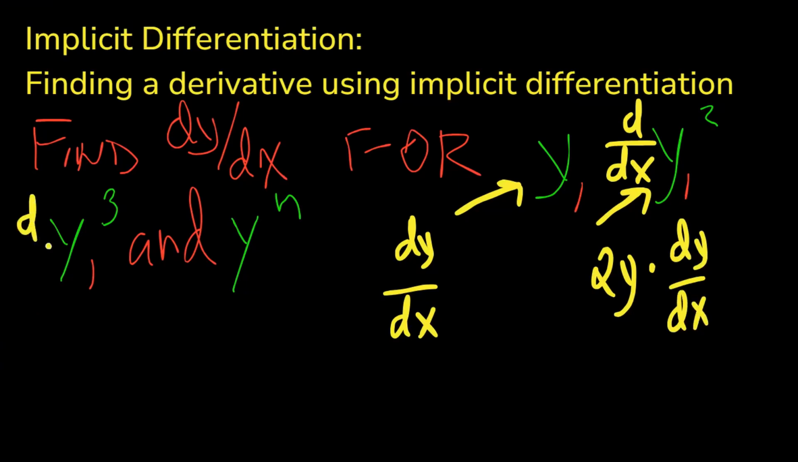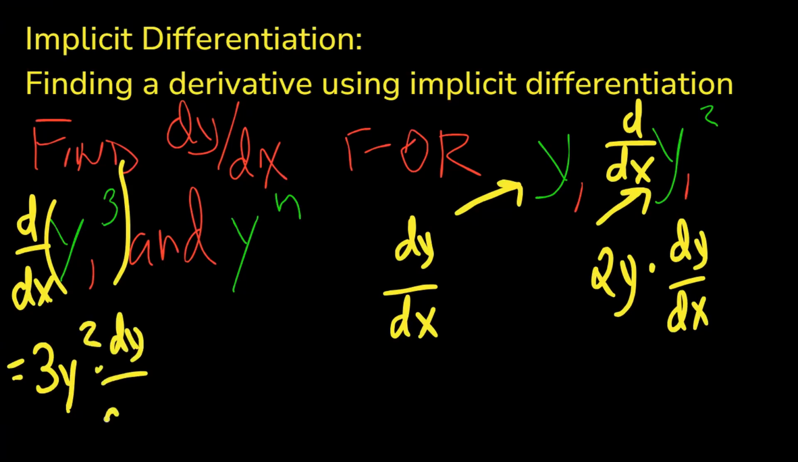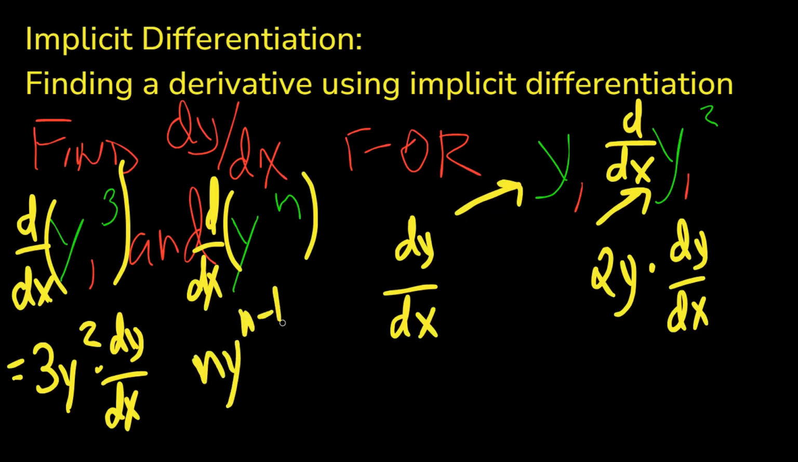So then if we take the derivative of y cubed with respect to x, that would be 3y squared times dy dx. And then finally, in general, if it's y to a power n and I take the derivative of it, it's going to be n times y to the n minus 1 times dy dx. So I think it's good just to practice a couple of these just so we can see how the pattern works out.